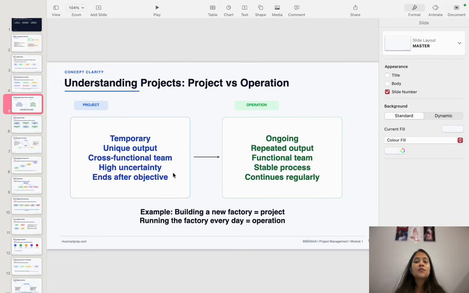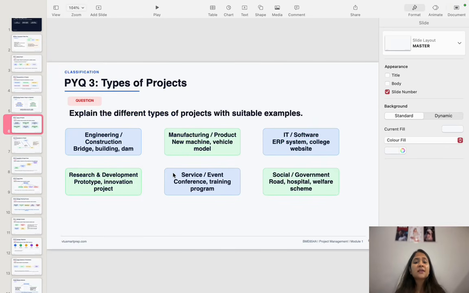So the difference is useful for writing the answers when the question asks you to explain the meaning of project clearly. Okay, so next we can move to the next type of question, which is types of projects. Here you can see: explain the different types of project with suitable examples.